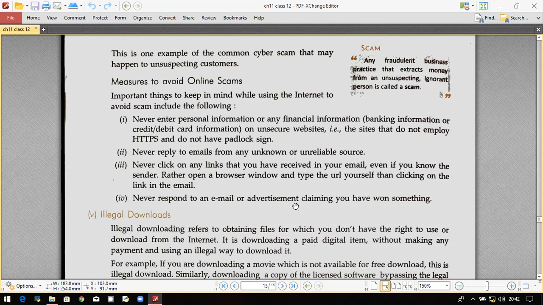Never respond to any email or advertisement claiming that you have won something. I have already told you, and you are smart enough to track these things also.